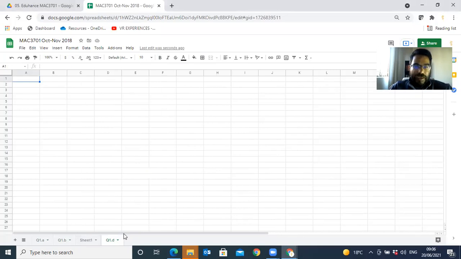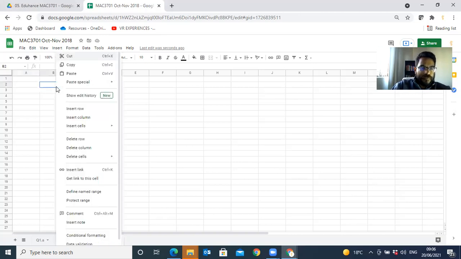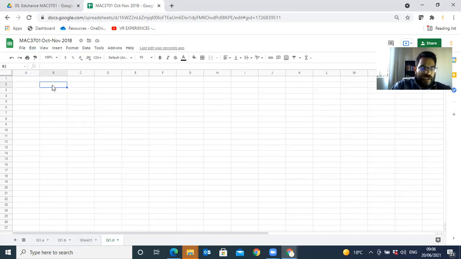Question 1D. We want to do an income statement. When you want to do an income statement, always identify which costing system you are using. We are using the absorption costing system, so the way we set up the income statement will be different to the way you set it up for a direct costing system method. What we will have is sales less cost of sales.